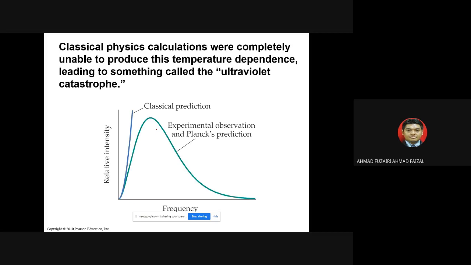This is what we call the ultraviolet catastrophe. Sometimes they will ask you what an ultraviolet catastrophe is, so you need to draw this kind of graph to explain the classical prediction and also the experimental observation. Look at this, intensity versus frequency. The classical prediction is called the ultraviolet catastrophe. Remember the term ultraviolet catastrophe, maybe they can ask you inside the MCQ questions.